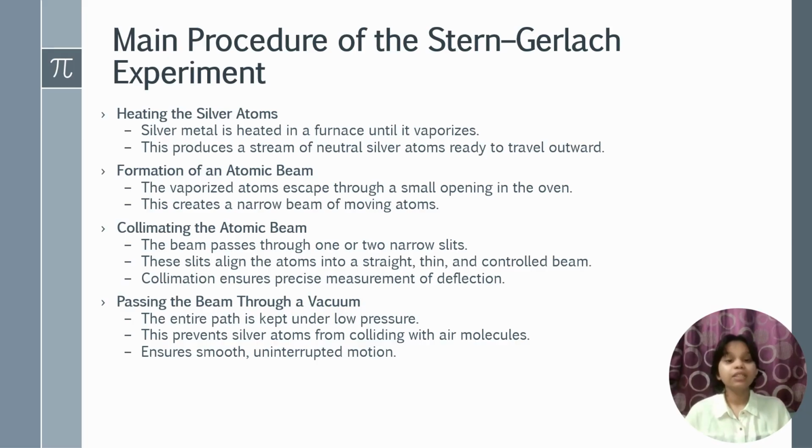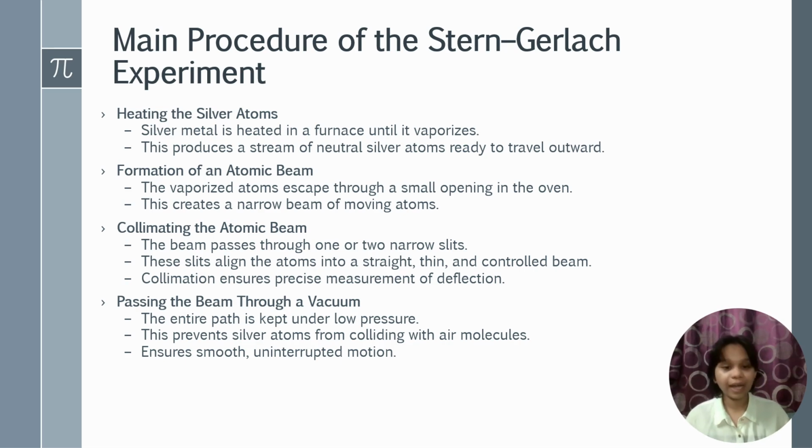Now we will see the procedure of this Stern-Gerlach experiment and understand how and what exactly happened. The very first thing was that inside the oven, the silver atoms were heated until they were present in the form of atomic vapors. When they finally vaporized, these atoms escaped the oven through a small opening. This creates a narrow beam of moving atoms.